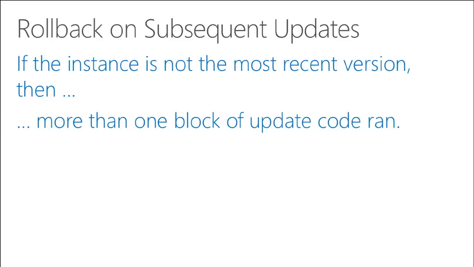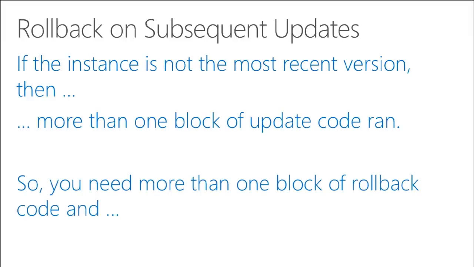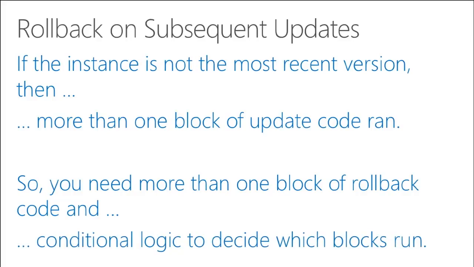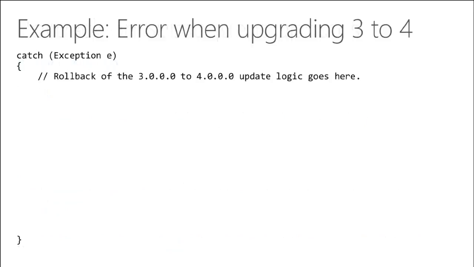So you'll need more than one block of rollback code, and you'll need conditional logic to decide which blocks of rollback code need to run. For example, suppose you're upgrading from version 3 to 4. Of course, you want to roll back the 3 to 4 upgrade logic, since you know that ran. But what if the instance had never been updated to version 3? Then the block of code that updates from 2 to 3 also ran in this update. So it also has to be rolled back. So you need to roll it back in the catch block.